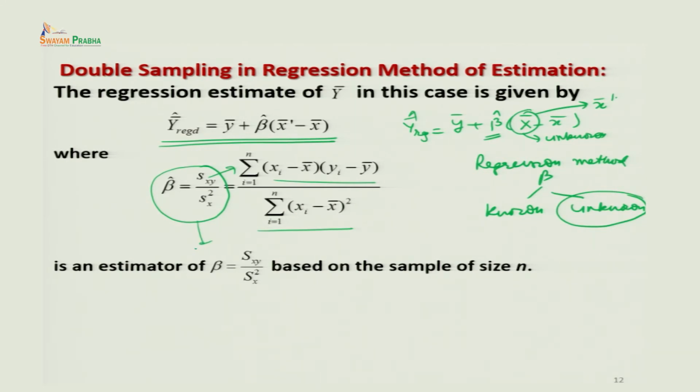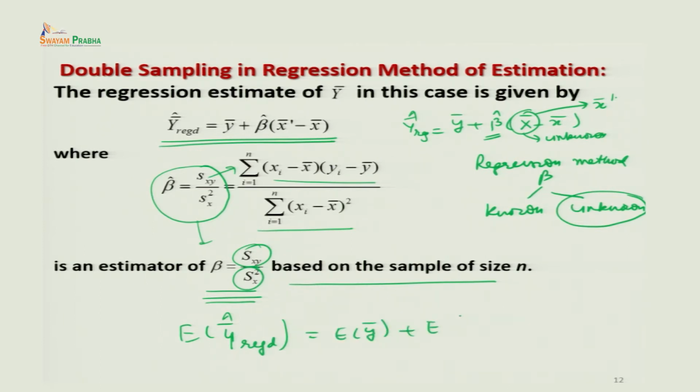Here this beta hat is an estimator of beta, which is based on the sample of size small n, and this capital Sxy and capital Sx square are based on the population values. Okay. So, now if I ask you to find out the expected value of y bar reg under the double sampling, y bar reg d, then this will become expected value of y bar plus expected value of beta hat times x bar prime minus x bar.